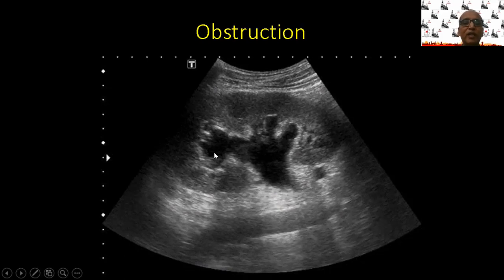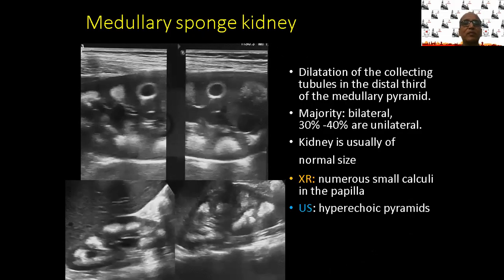And here you find that there is dilatation of the pelvicalyceal system: the renal pelvis is dilated, the calyces are dilated. And whenever you have hydronephrosis, obviously you need to trace the ureter down and look at the site as well as the cause of obstruction.